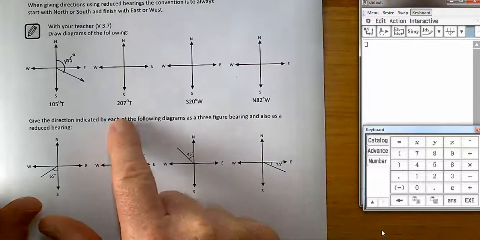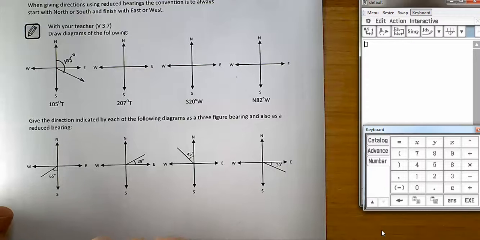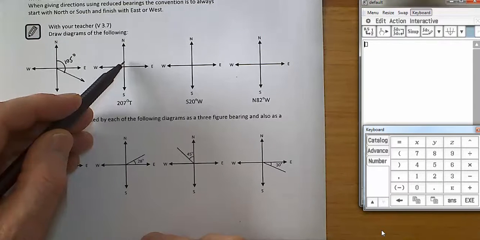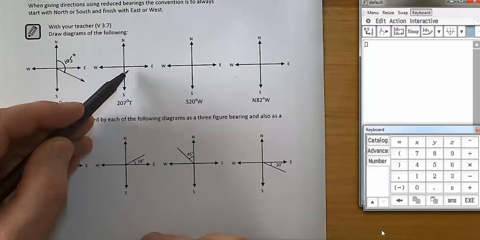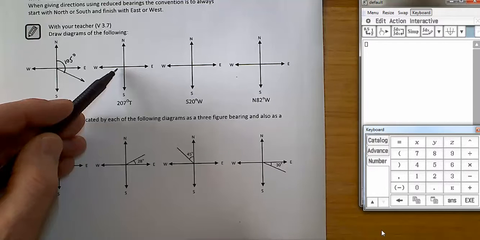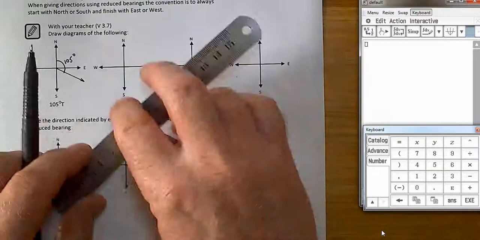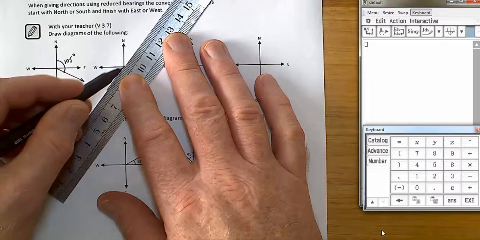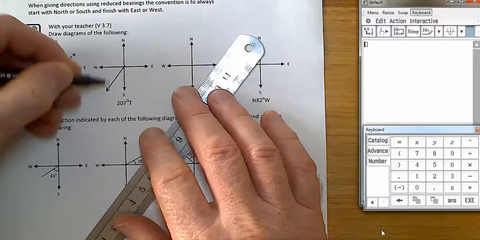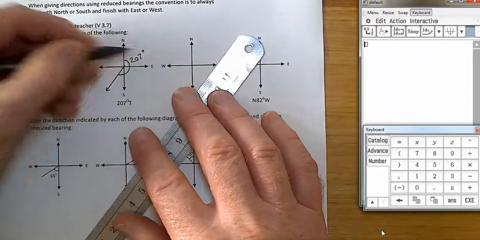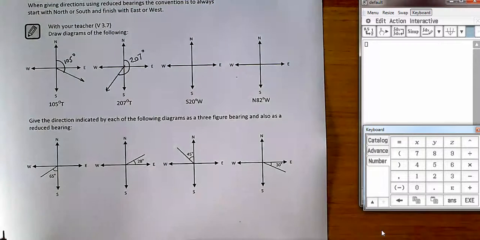An angle of 207 true is going to mean, well, from north, clockwise rotate 207 degrees. So round to east is 90, round to south is 180. If I go right around to west, that's another 90, that's 270, so I've gone too far. So it's a bit past 180. If I put an angle out here so that that whole angle was 207 degrees, that's all that we have to do.